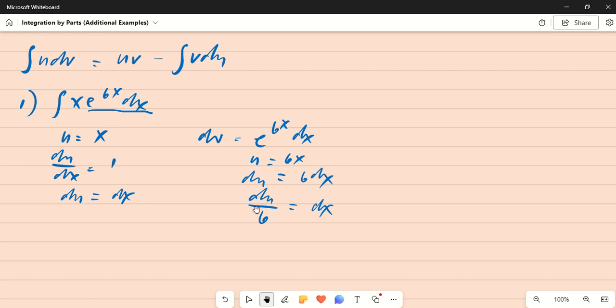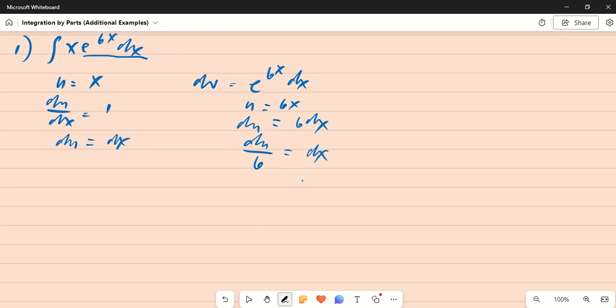And after that, we apply substitution. So your dv will now then be equal to your 1 over 6 e raised to u du. Okay, where did we get 1 over 6 du? You need to replace your dx here with du all over 6 and then your 6x here with u. So we have dv is equal to 1 over 6 e raised to u du.